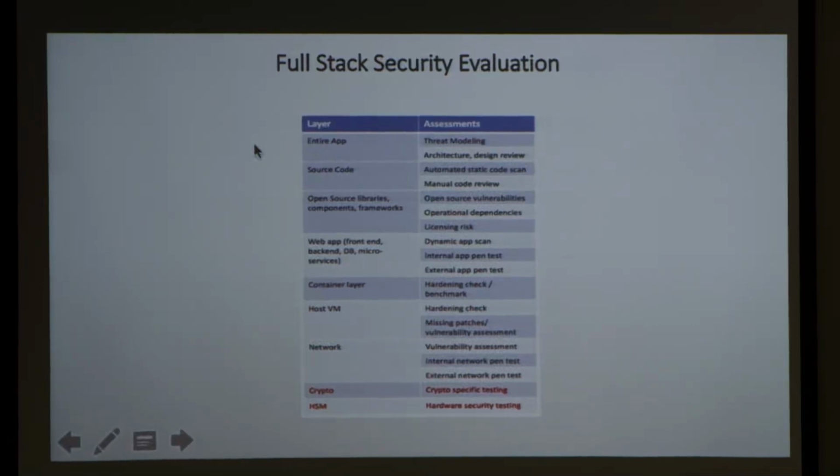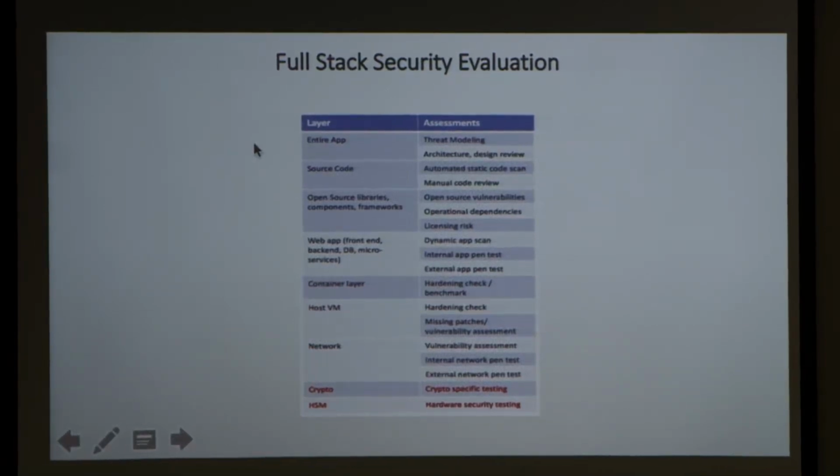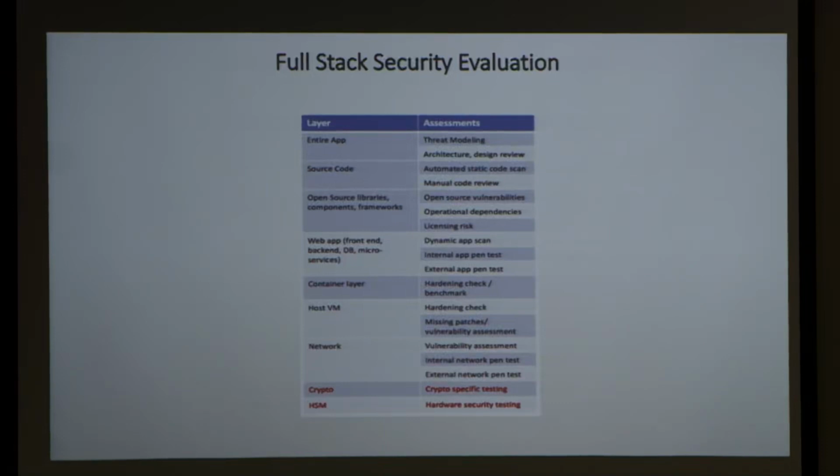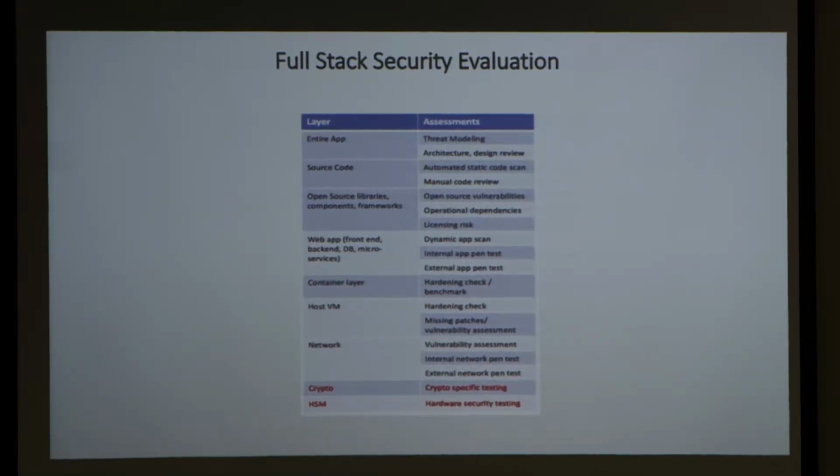So first, we do security assessments at the app level: threat modeling, architecture review. Then we do security assessments at the code level. That's basically our automated static code scan, or maybe manual code review. Then, if the organization or the security department is mature enough, they start looking into the open source libraries, components, and frameworks the product team is using. And in that, they try to find out what known vulnerabilities are there, what operational dependencies are there. Is there any licensing risk?